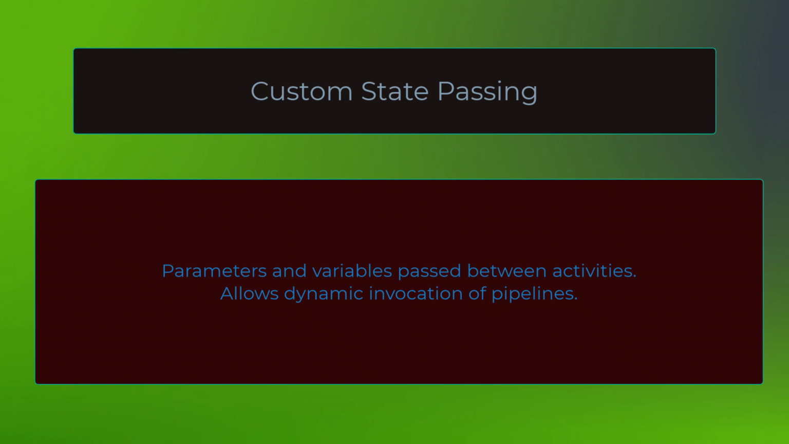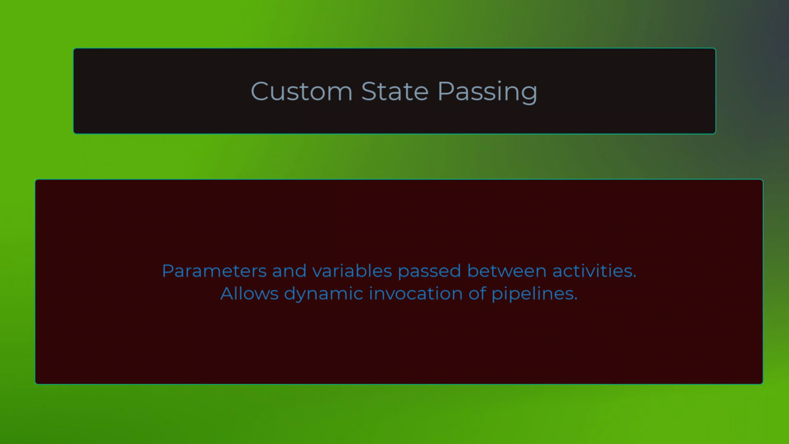Custom state passing is another powerful feature. You can define parameters and variables at the pipeline level and pass them between activities. These values can be used to control the flow of your pipeline or even invoke other pipelines dynamically.